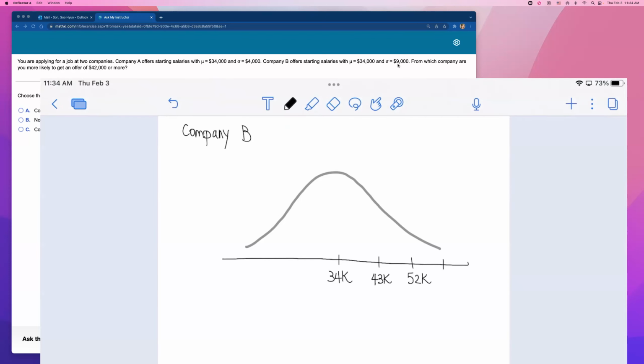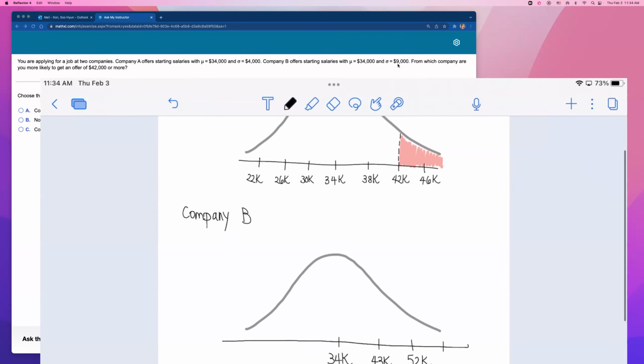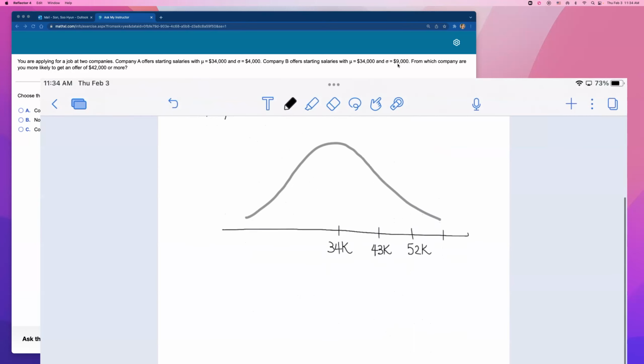And then another one to the right. And I'm trying to be consistent on my scale. Okay, so next one will be another 9 to the right, 61K. All right, I'm going to go to the left. So 34 minus 9, 25K. One to the left, 16K. Oh no. And then one more, 7K. There's someone in that company making less than $7,000.